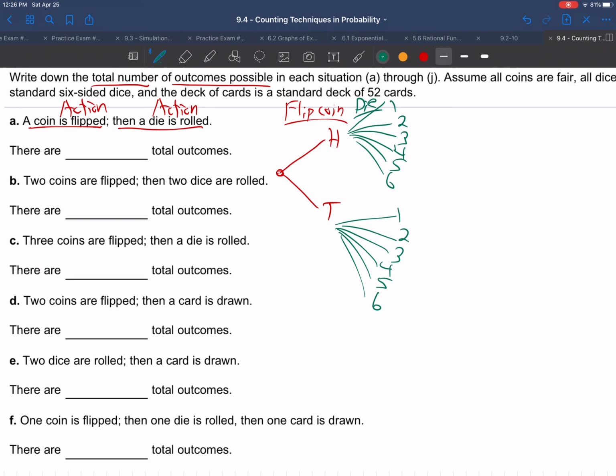So when all is said and done, how many possibilities are there? Let's just go through it and highlight it. You could get heads on the coin and a 1 on the die. Or you could get heads and then a 2, or heads and then a 3, or heads and then a 4, etc. So you could get 6 different things that happen here, right? This is 6 possibilities, and this is 6 possibilities. In other words, it's 2 times 6.